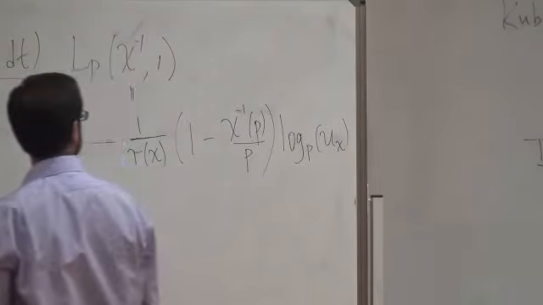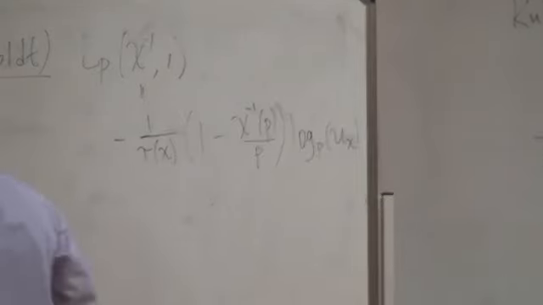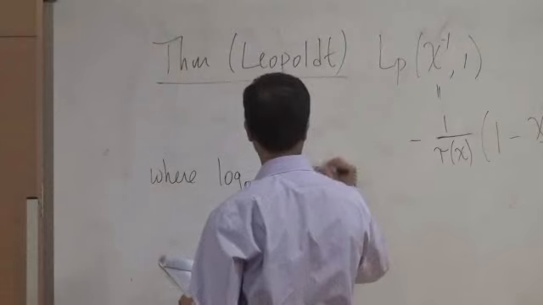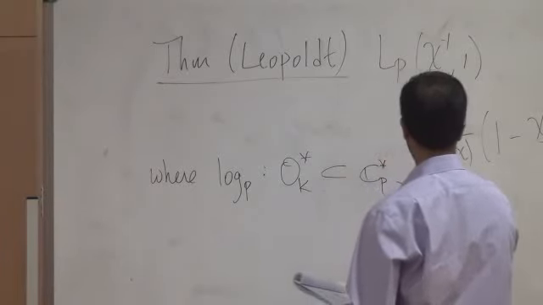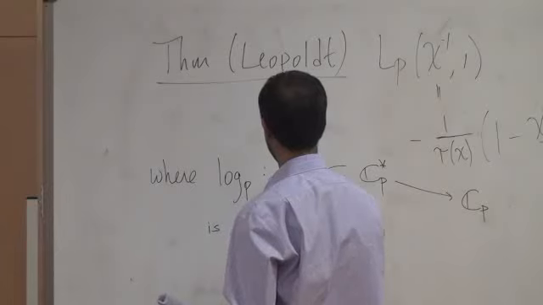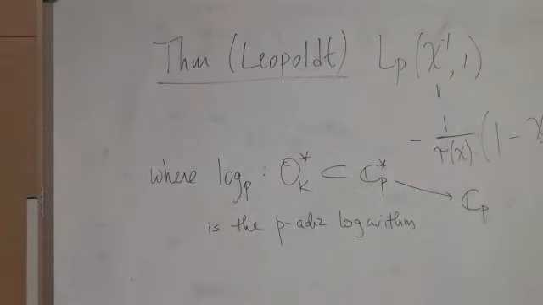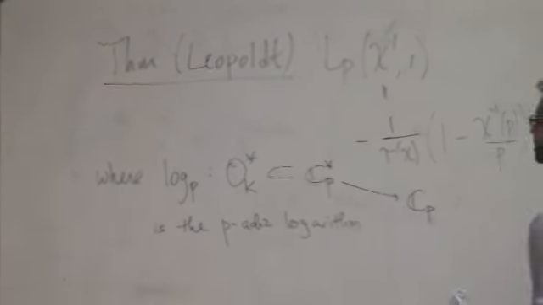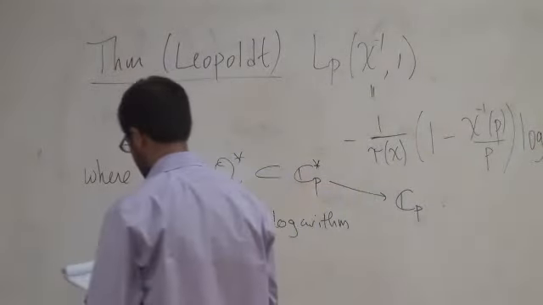And that's Leopoldt's theorem. I should say where log p is: you can think of O_K star as sitting inside C_p star, and then you apply the p-adic logarithm. That is the p-adic logarithm. And you can extend it by linearity over Q bar to a map on u chi. So this makes sense. So that's the formula.